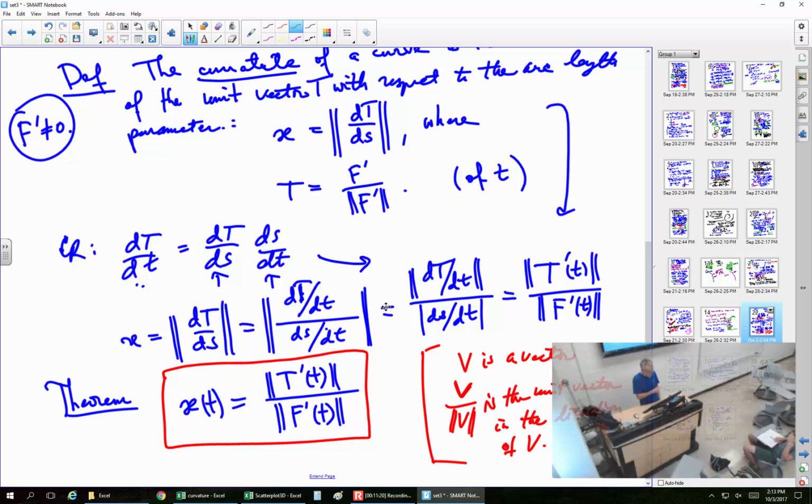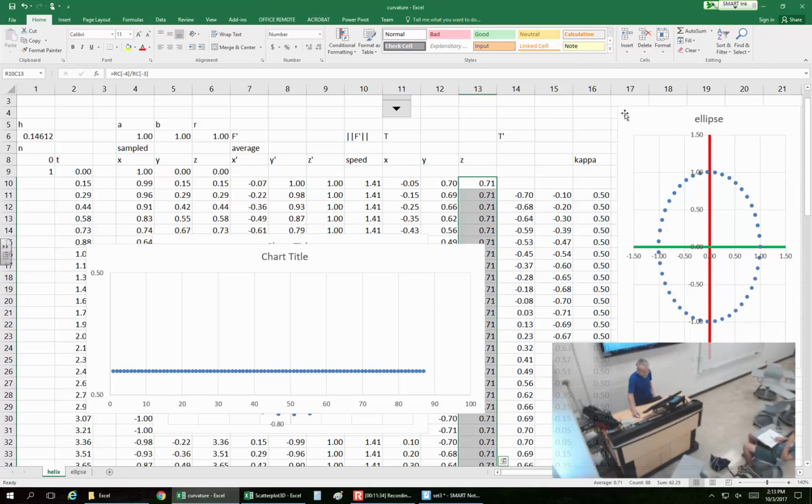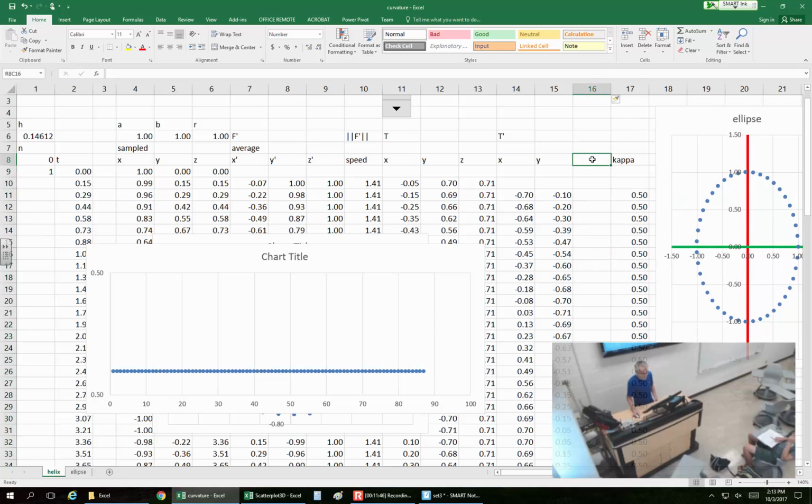F prime we have already found. That's simply the speed. We have a column for the denominator. The numerator right now only has 2 columns for x and y. Now we need to find 1 more column, and then we'll have the curvature. So I'm inserting this, once again x, y, z. And I need a z too. Okay, this is z. And then the difference quotient is applied again. Same matter.